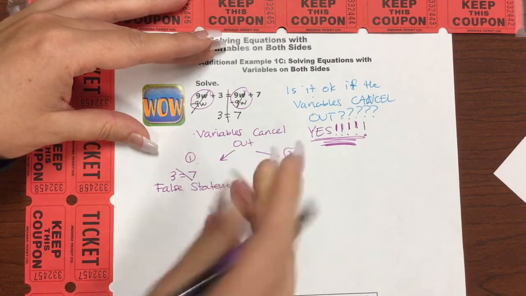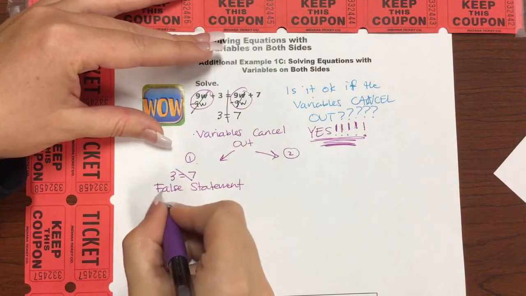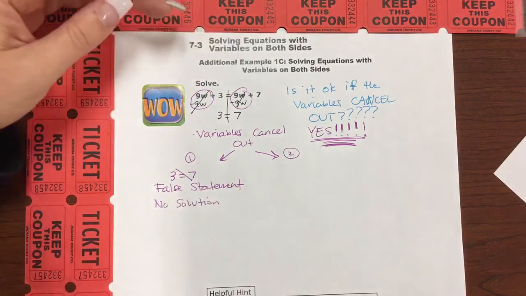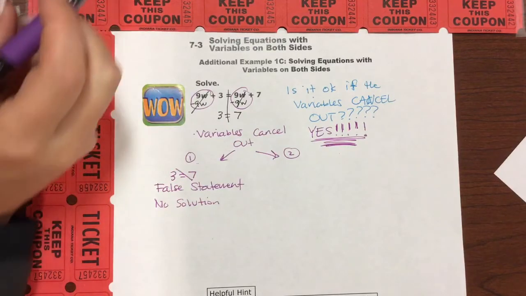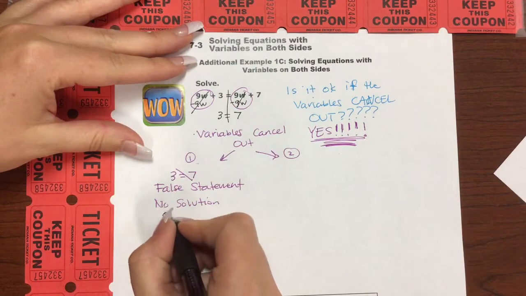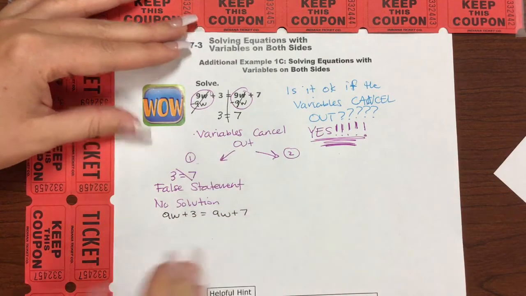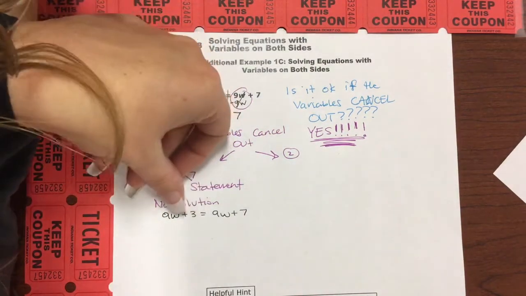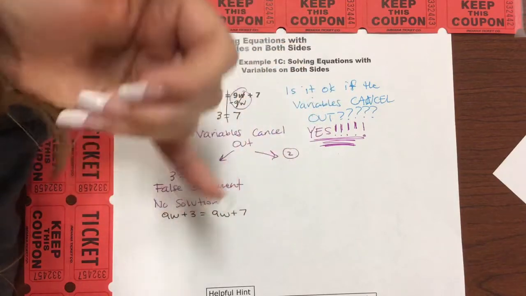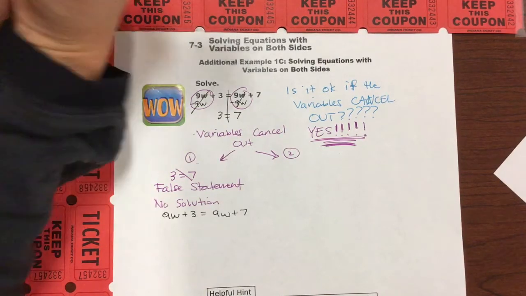Okay? It's a false statement, which means there is no solution. No solution at all. None. And what does no solution mean? Well, that means if I have the original equation, 9w plus 3 equals 9w plus 7, there's no number that I can stick in here for w and here for w where the equation will equal each other. So let's just pick w equals 1.